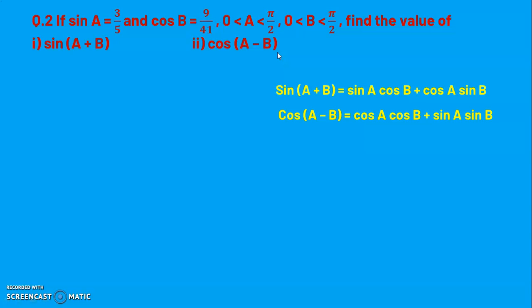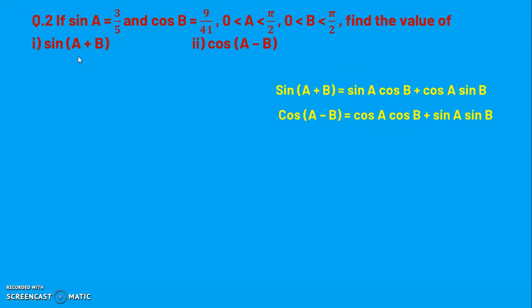So now we know the formulas for these two, sin(A+B) and cos(A-B). That is, sin(A+B) is sin A cos B plus cos A sin B, and cos(A-B) is cos A cos B plus sin A sin B.